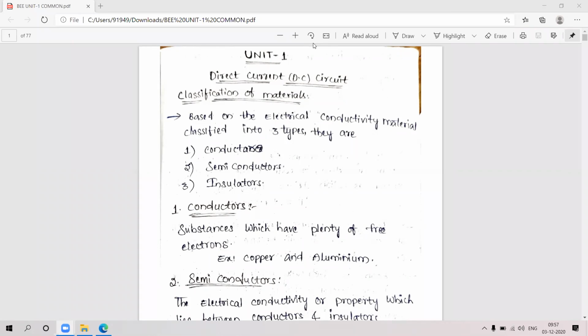Okay, so materials based on conductivity are classified into three: conductors, semiconductors and insulators. What is meant by conductors? Conductors have plenty of free electrons, so they conduct. All these electrons will align in one particular direction and flow. That means a closed path will be created when we give supply to that element.